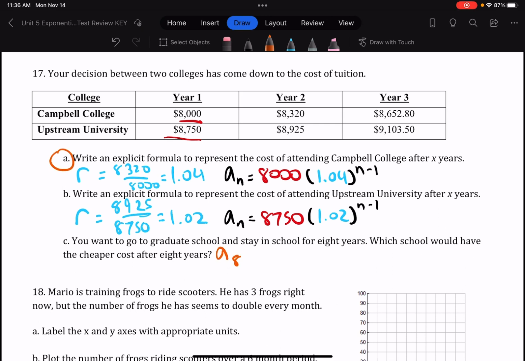And I know I need to find a sub 8, and that's going to be $8,000 multiplied by 1.04 to the 8 minus 1 power, because I'm trying to figure out when my term number is 8. So we've got 8,000 times 1.04 raised to the 8 minus 1 power. So that means after 8 years, tuition at Campbell College is going to be $10,527.45.